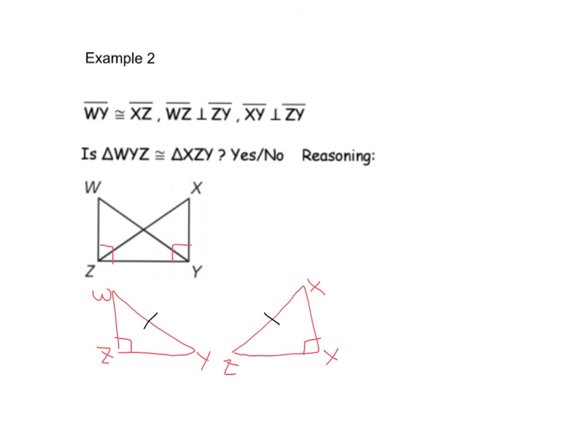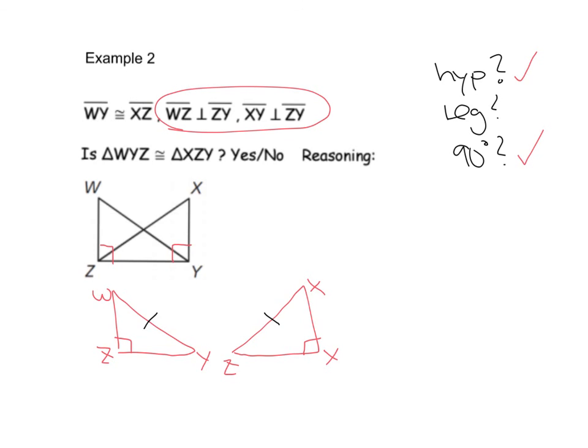Well, let's see. Remember, this is a hypotenuse leg situation. We have three things we're looking for. We have to have a hypotenuse that's congruent, a leg that is congruent, and a 90 degree. Right off the bat, hopefully we recognize that we do have both hypotenuses marked as congruent. And hopefully you can see right off the bat that we also have the 90 degrees marked because of this right here, them telling us that there's perpendicular. So the question is, do they have a leg that's also congruent?